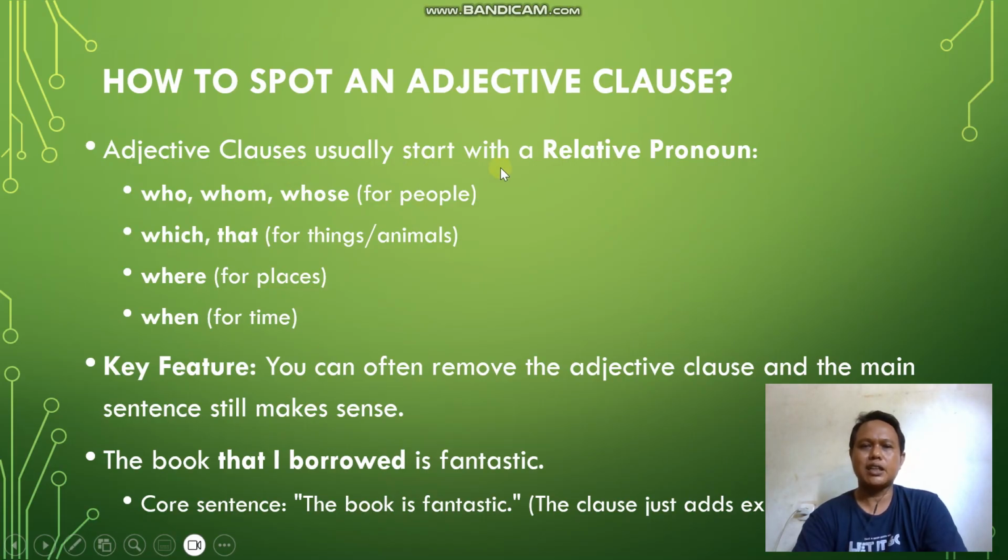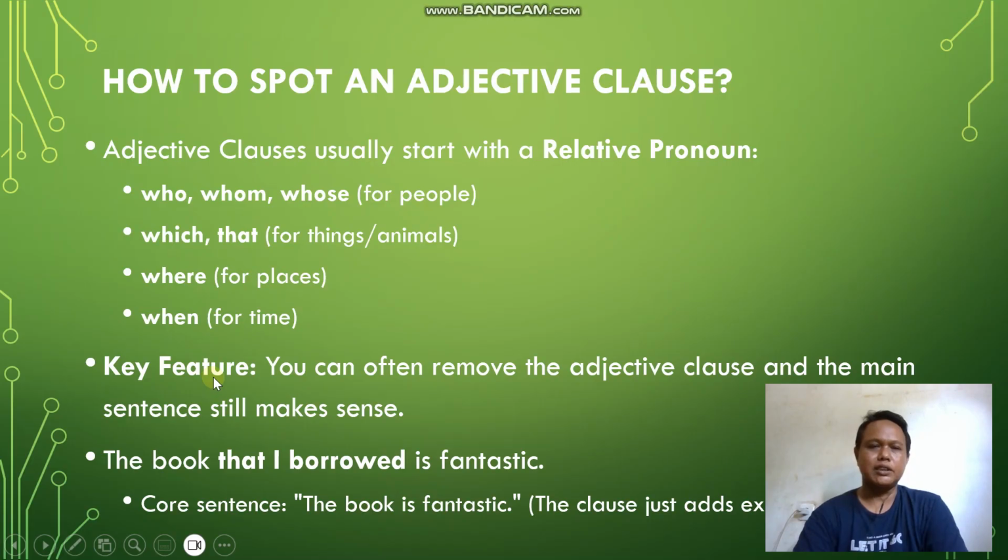An adjective clause usually starts with a relative pronoun. It uses who, whom, whose for people. So when we describe people, we can use who, whom, or whose. Which or that for things and animals. So when we describe things or animals, we use which or that. Where is for describing places and when is for describing time.